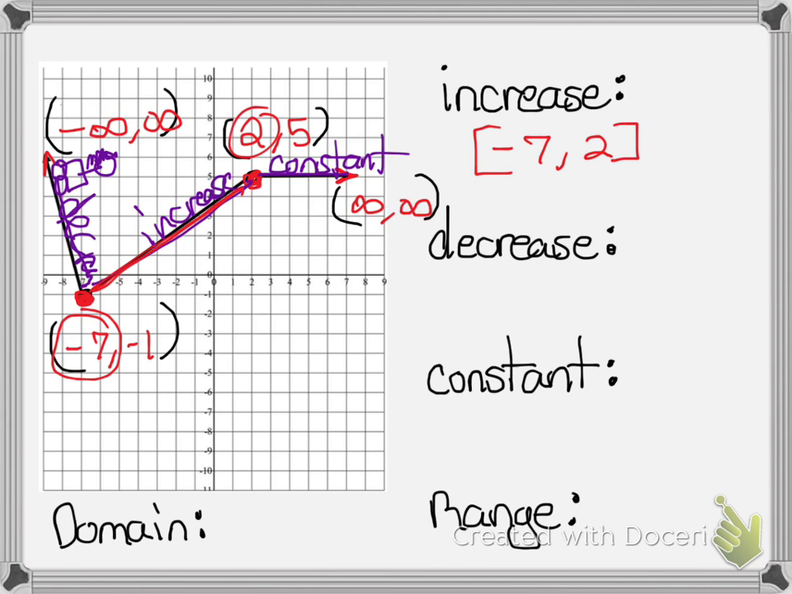And then when I ask myself, where am I decreasing? Well, I'm decreasing from here to here. So I'm only going to focus on those x values, which will be negative infinity to negative 7. And then I'll ask myself that final question, where am I constant? I'm constant from here to here. So the x value will be from 2 to infinity.